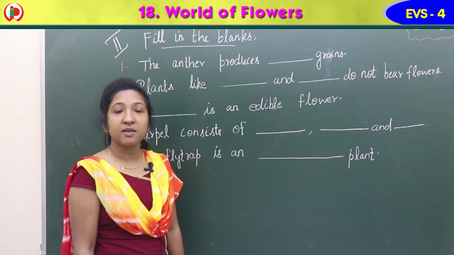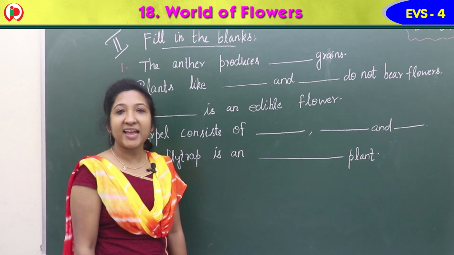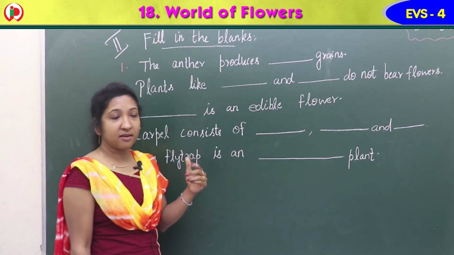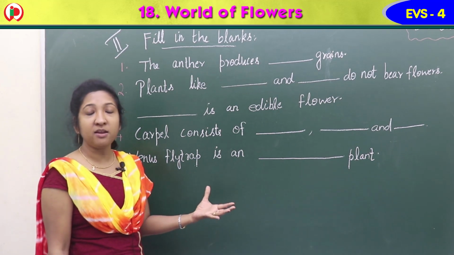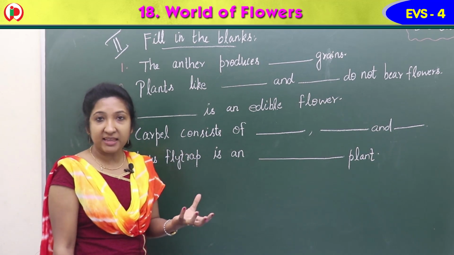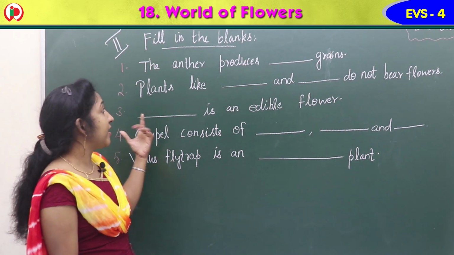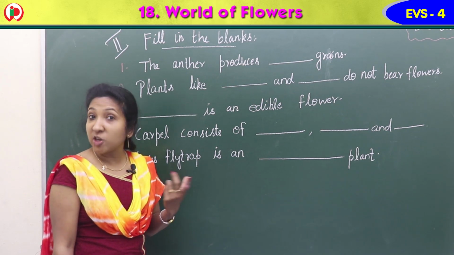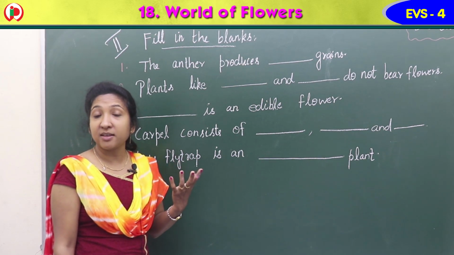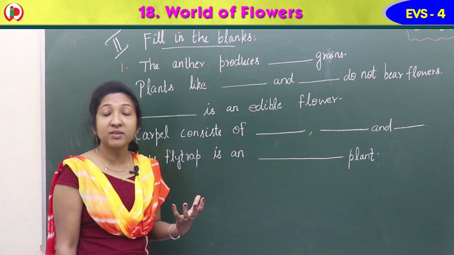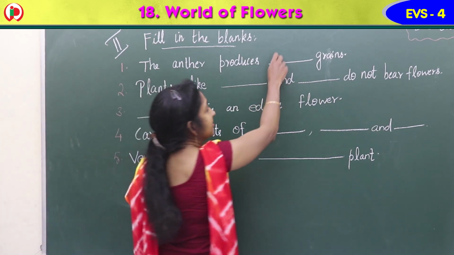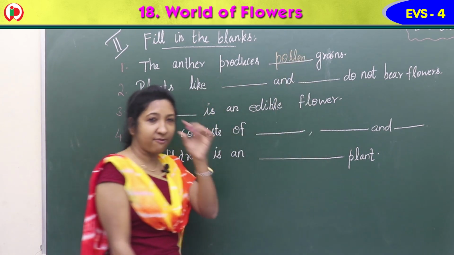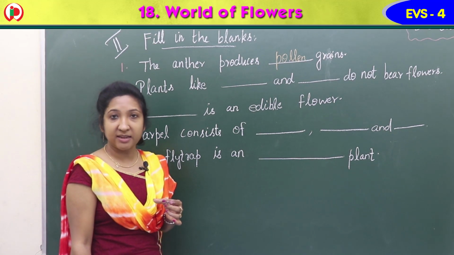Okay, children, so next exercise in the workbook, exercise 2, fill in the blanks. So there are five fill in the blanks given. Read the question and write the correct answer for it. Okay, so first one, the anther produces dash grains. The anther, the male part of the flower, isn't it? Produces pollen grains.